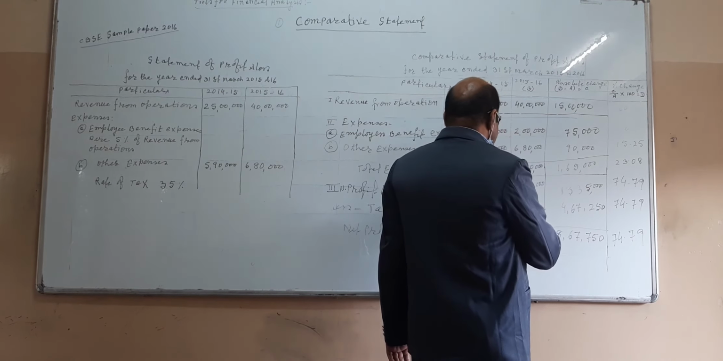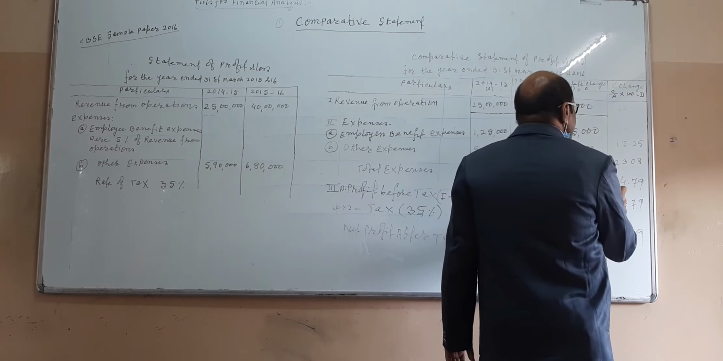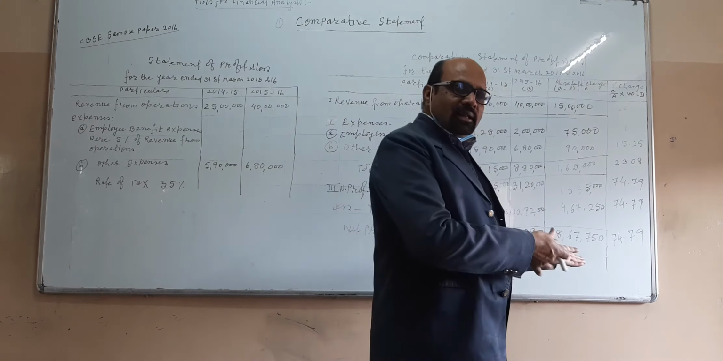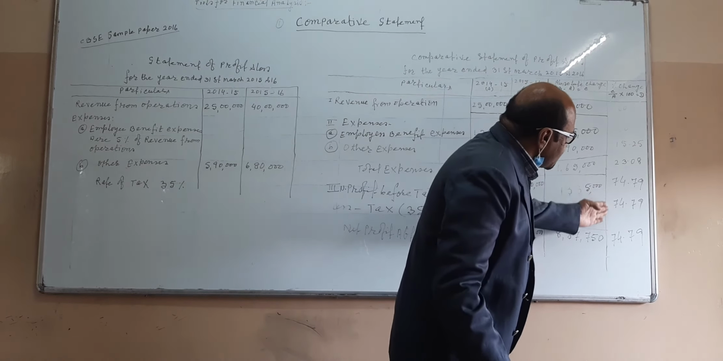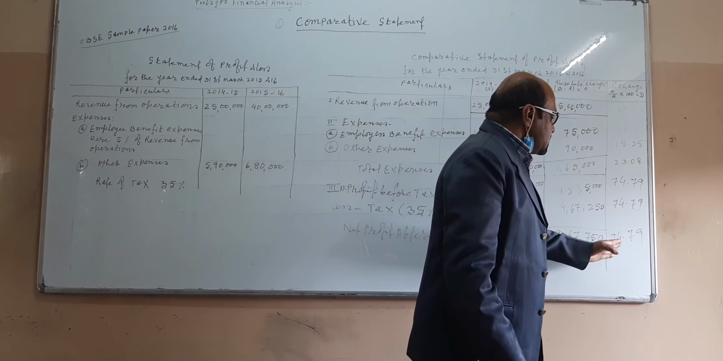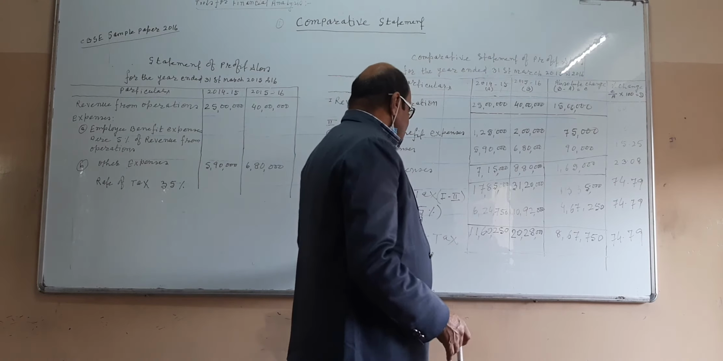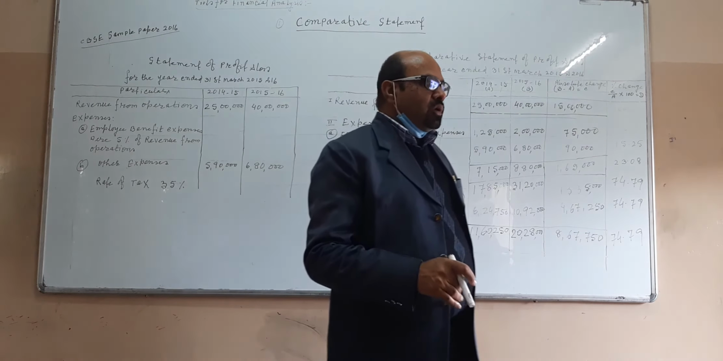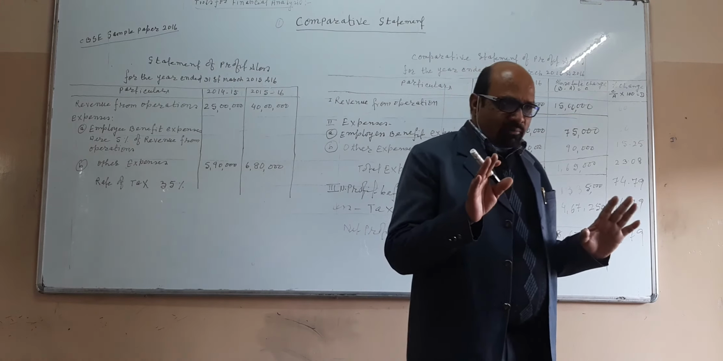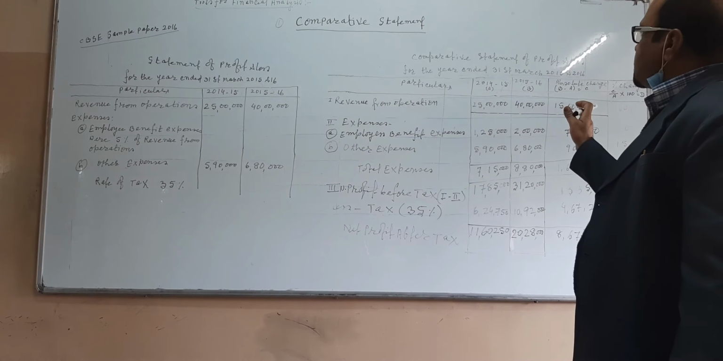Here see, 30,35,000 divided by 17,85,000 into 100. The result is 74.79%. And see, students, in this same question, the 3 percentages are similar: 74.79, 74.79, 74.79. You see, when the rate of tax is 50%, in that case also so many percentages are similar. Got it? So this is the first question, an important question, that is comparative income statement.